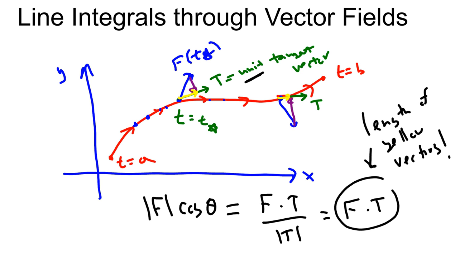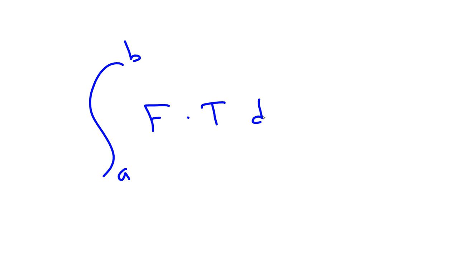So how do you do that? Well, remember, we start at time a, we end at time b. So it's going to be an integral from a to b of F dot T, which is one of the little yellow vectors, and I have to multiply it by ds, which is a small change in displacement. And this thing is called the line integral through a vector field.